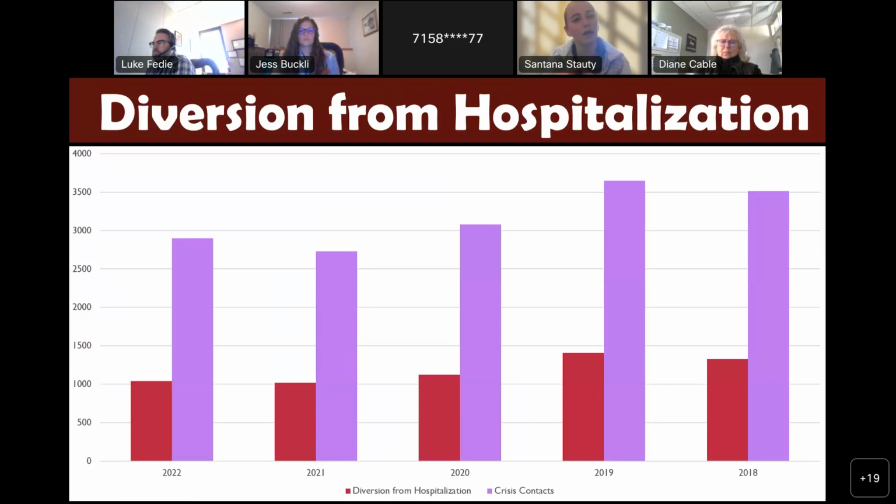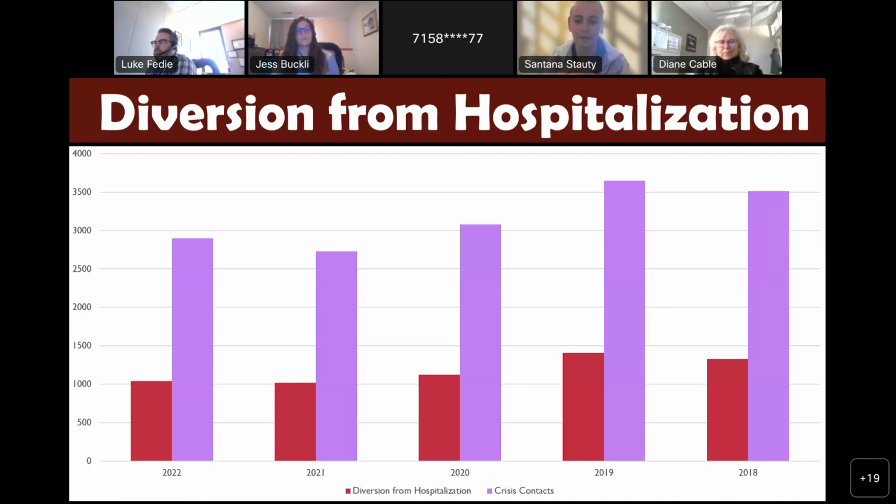But another piece to this too, this is only individuals that we know of that ended up on diversion. So the total number of crisis contacts include, you know, notes that we get on individuals, so people that are just calling in about other people and providing information. So these numbers are, in a sense, kind of skewed because it doesn't include all of that either. This is just strictly individuals that were set up on a safety plan and diverted from hospitalization compared to our total number of crisis contacts. So I just wanted to be clear about that.